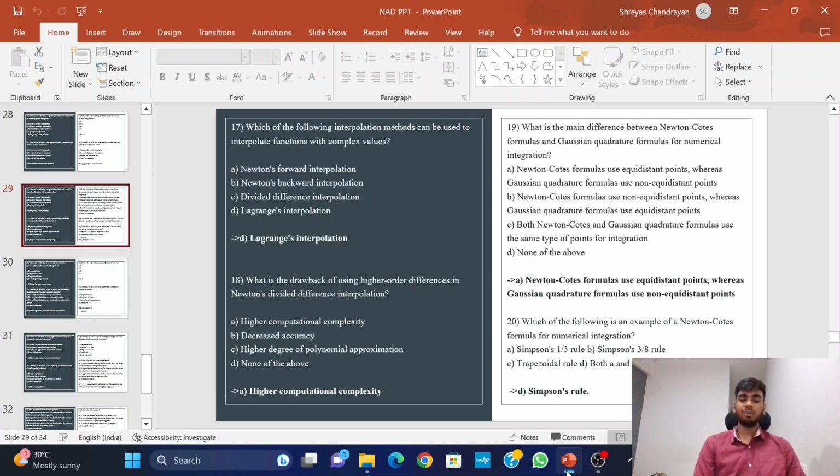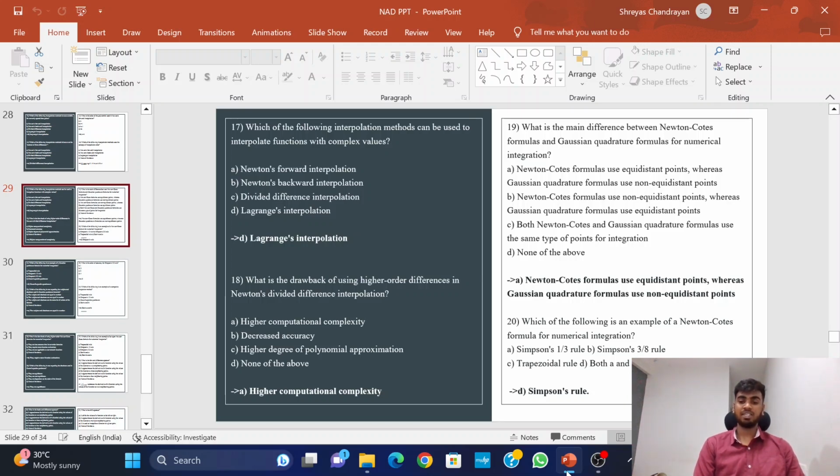17th question is which of the following interpolation methods can be used to interpolate functions with complex values? A. Newton forward interpolation, B. Newton backward interpolation, C. Divided difference interpolation, D. Lagrange's interpolation. The correct option is Lagrange's interpolation. 18th, what is the drawback of using higher order differences in Newton divided difference interpolation? A. Higher computational complexity, B. Decreased accuracy, C. Higher degree of polynomial approximation, D. None of the above. So correct option is A.